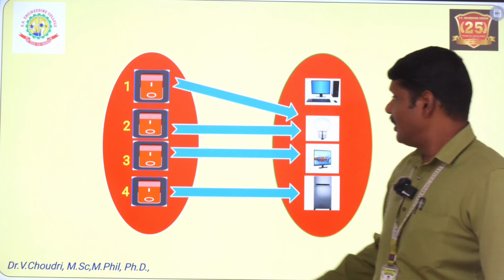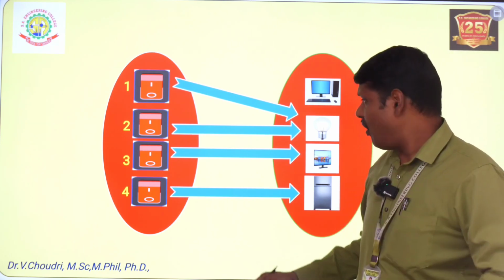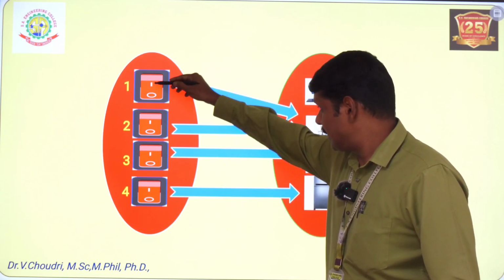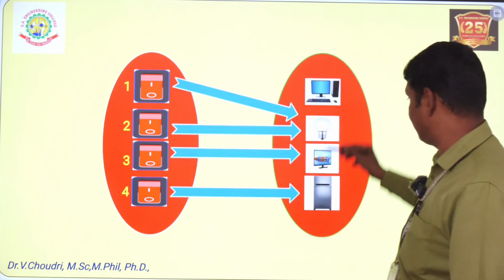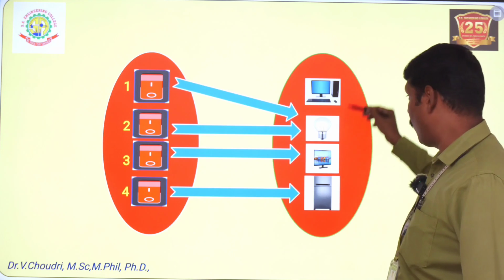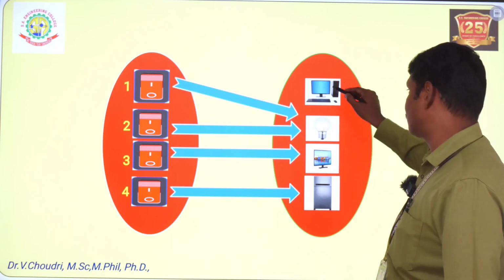See, in our input values, all the x1, x2, x3, x4 are connected with these electronic gadgets. But in the output, one thing is missing. What is that? System.